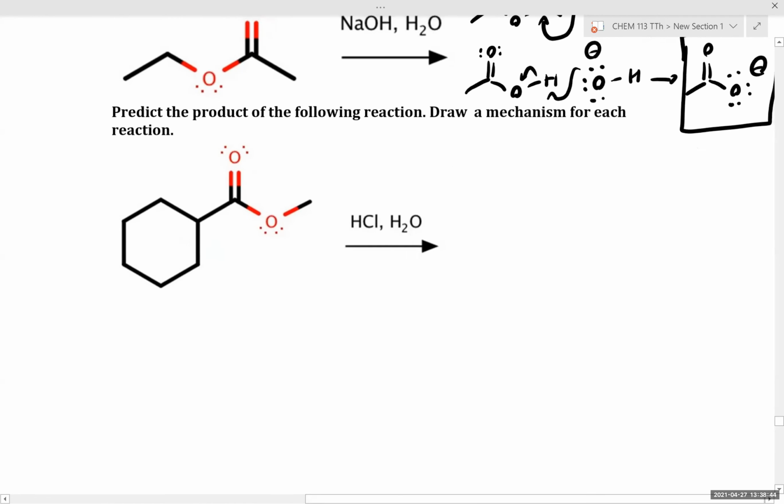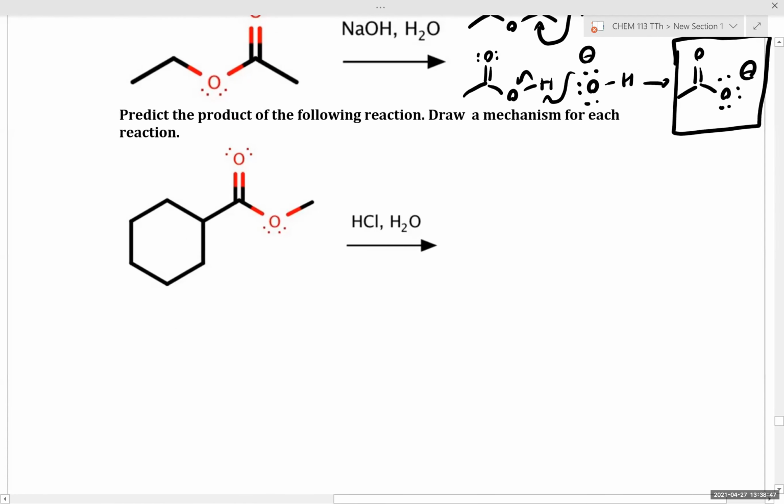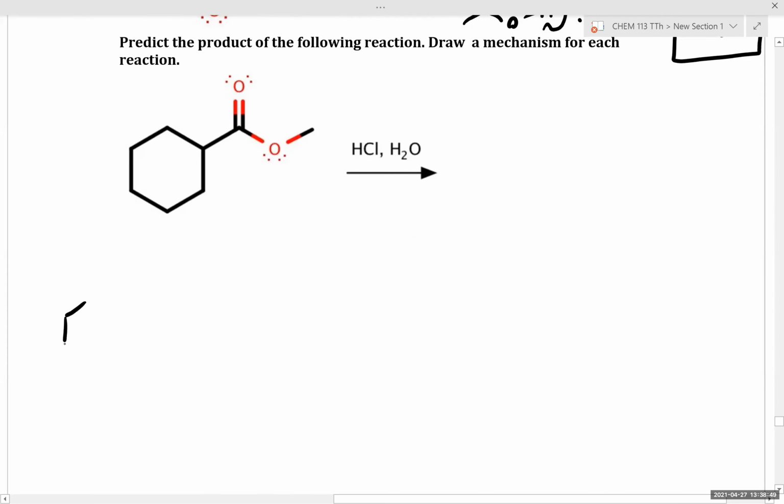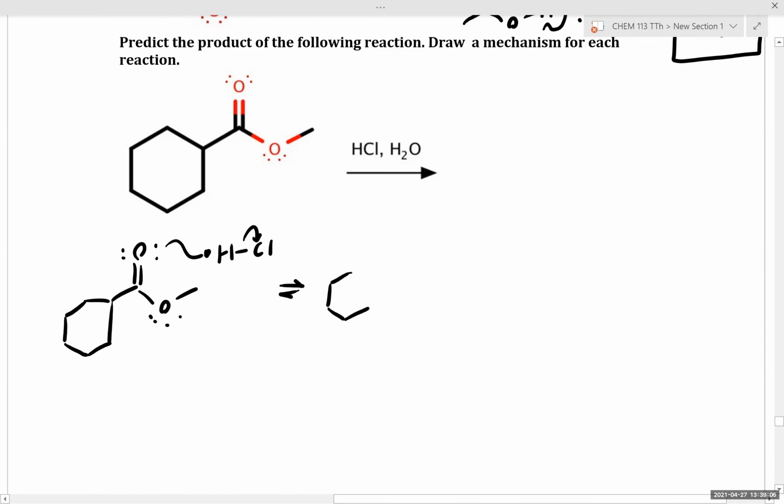Okay, so let's take a look at this acid catalyzed mechanism. In this case, we are trying to convert our ester into a carboxylic acid. Just to reiterate what the students proposed, we'll protonate our ester carbonyl. From here, water will attack.